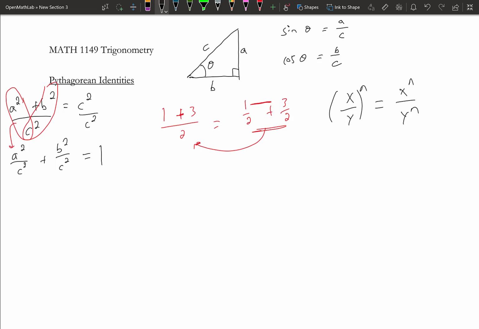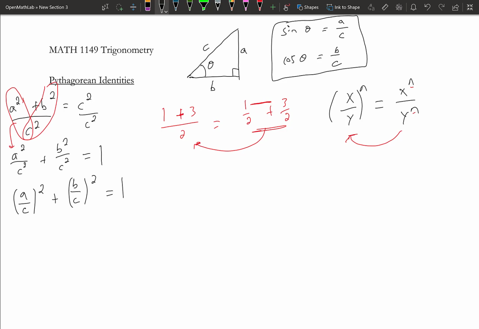So what we're going to use here in a moment is going from the left to the right side, essentially. You'll notice we have a squared divided by c squared, so we have the same exponent. So we can rewrite that using exponent rules as a divided by c quantity squared. And then we can do the same thing with the b squared over c squared. This would become b divided by c quantity squared equals 1. The reason I wanted to do that is so I can substitute these a over c and b over c for these trig functions that I just put in this box.